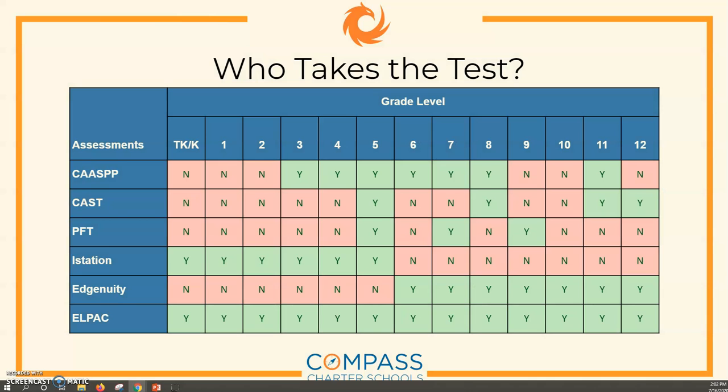CAASPP, the ELA and math, are taken in grades 3 to 8 and grade 11. CAST, the science test, is taken by grades 5, 8, and 11. Additionally, grade 12 scholars will take the CAST if they didn't take it already in their high school career, either with Compass or at another high school. PFT is taken in grades 5, 7, and 9.